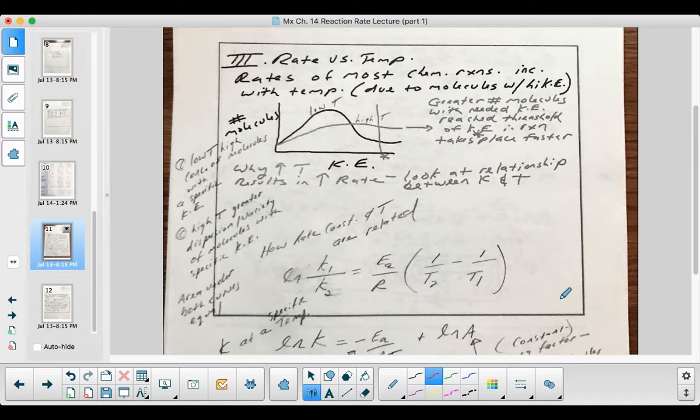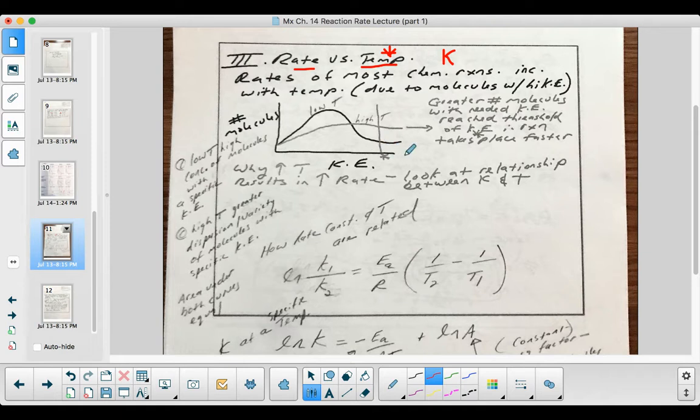Chapter 14, part 3. So I just want to mention quickly here, briefly, about the relationship between rate and temperature. It's really very important. So when I said earlier on that if you have a K value that's always constant, that's true if your temperature is constant. K will change with temperature. And so this Boltzmann distribution curve more or less explains why K changes with temperature.